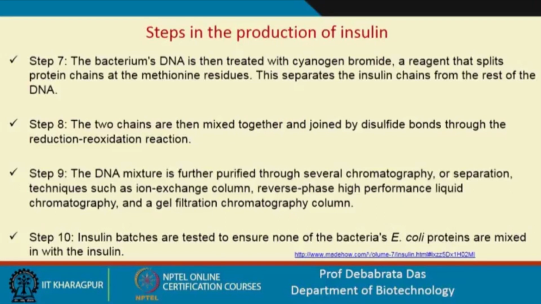These are the different techniques we use for the purification of that particular protein, and the insulin batch is tested to ensure that none of the bacterial E. coli protein is mixed with the insulin, because this test has to be performed. So, this is very important. This is the kind of downstream processing that we have as far as insulin is concerned.